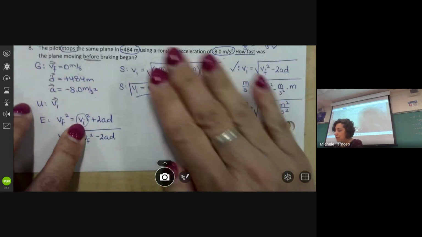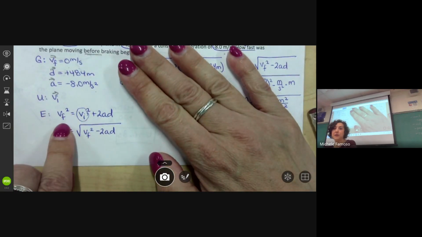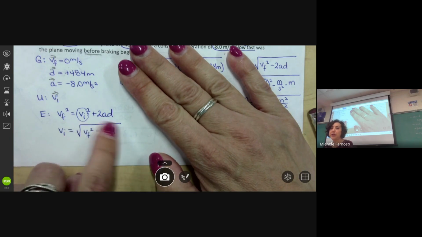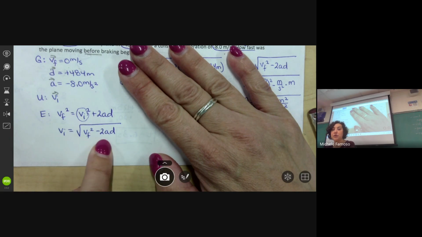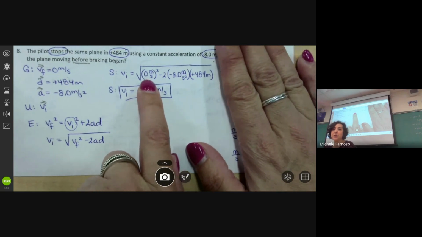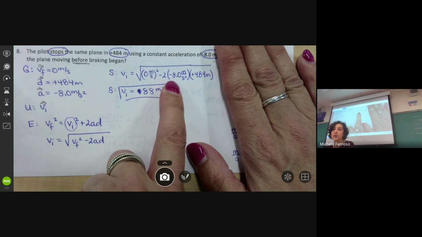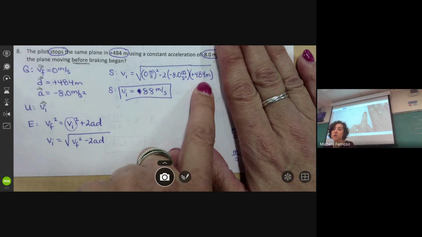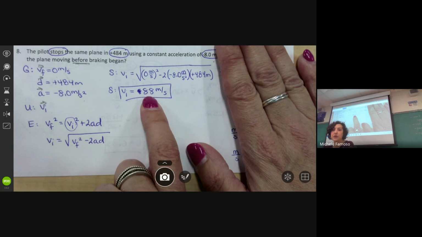So the equation to use on your reference table, which involves all 4 of those variables, is VF squared is VI squared plus 2AD. Now you have to move it around algebraically to solve for VI, which gives you the square root of VF squared minus 2AD. So I'm going to go ahead and plug in. So that's the square root of 0 meters per second, that amount squared, minus 2 times negative 8.0 meters per second squared times positive 484 meters. You take the square root of that, and that gives you 88 meters per second.